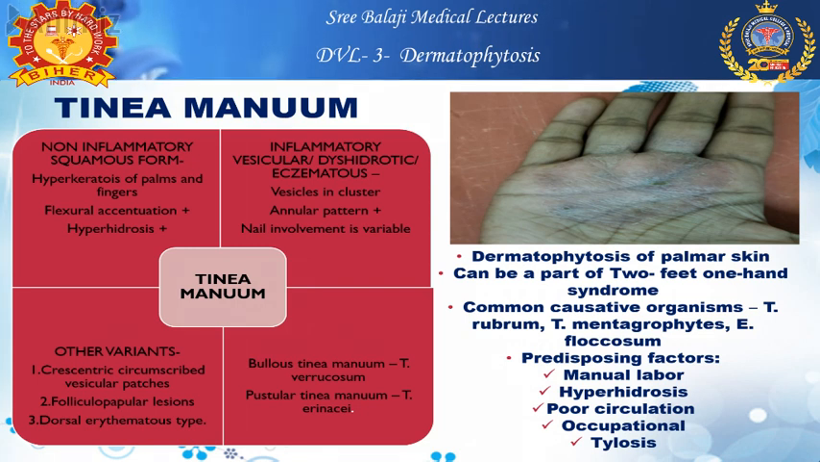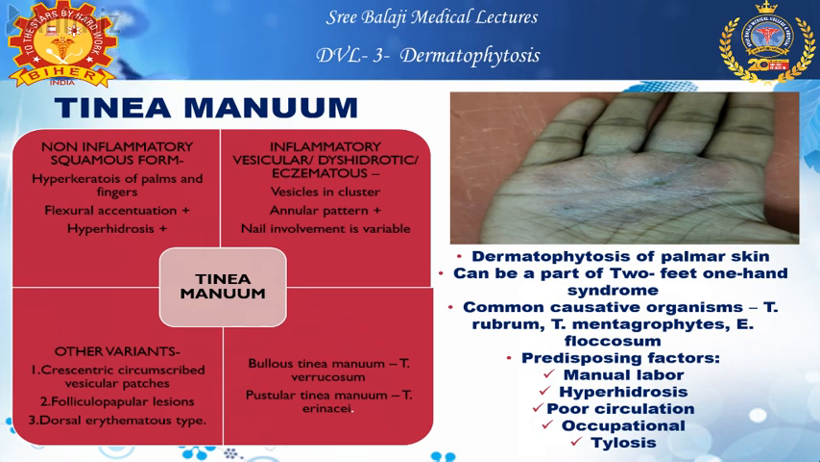The most common organisms are Trichophyton rubrum, Trichophyton mentagrophytes, and Epidermophyton floccosum. Here the main predisposing factor is sweating; palmoplantar hyperhidrosis can be associated, along with manual labor, poor peripheral circulation, and occupation. Here you can also classify them as non-inflammatory squamous type, inflammatory vesicular, dyshidrotic or eczematous type, and other variants are also present. The most common presentations are the dyshidrotic type and the non-inflammatory type.